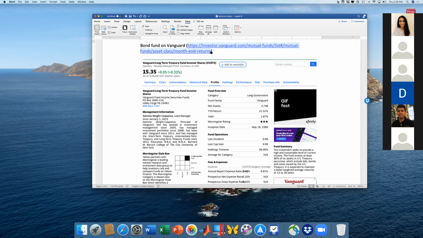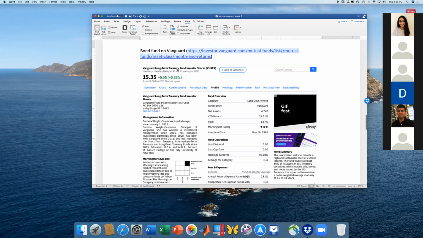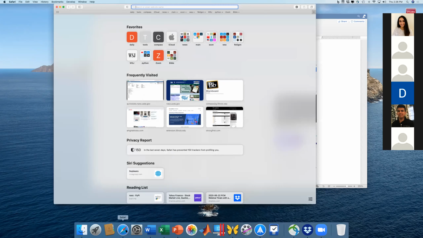All right. I'm going to just go here. This bond fund, Vanguard Long-Term Treasury Fund Investors Share. Let me tell you what it is, and I pulled it from a Vanguard list of funds, and I'm going to go there now. I'm going to go to this link here. And go there.